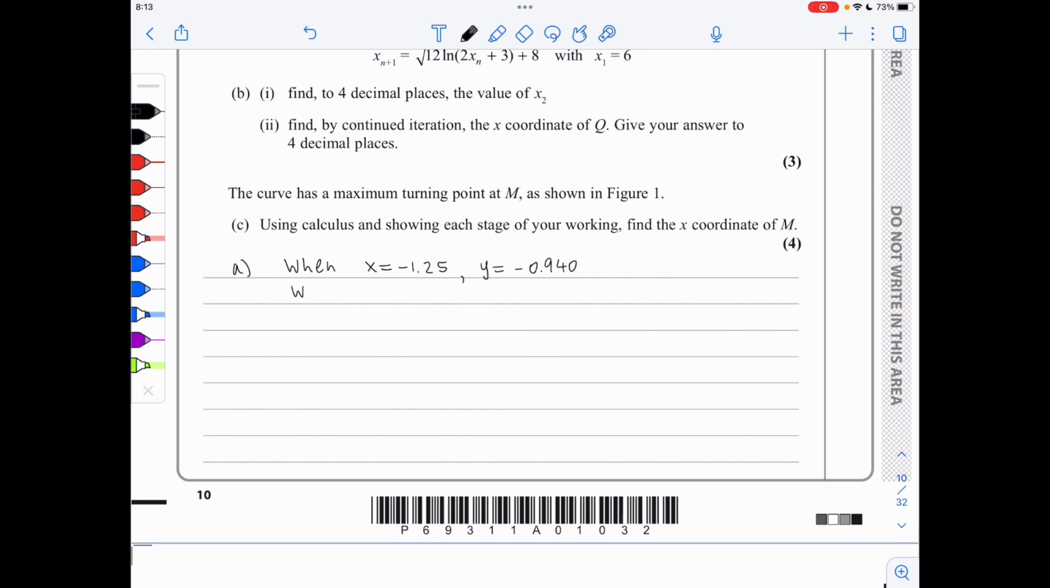0.940. We then substitute x is negative 1.2. We get that y is 0.215, and therefore we conclude that there is a change of sign and y is continuous. Hence, we've got a root in this interval.